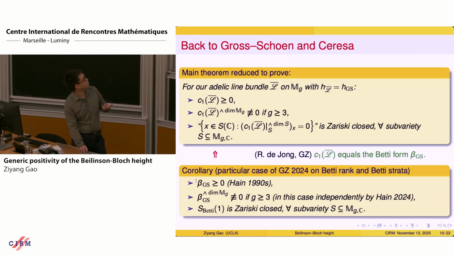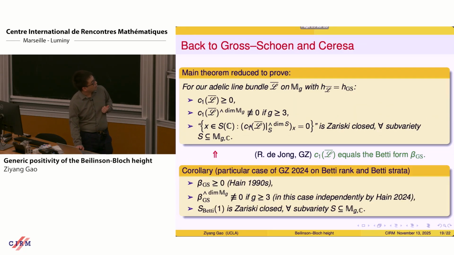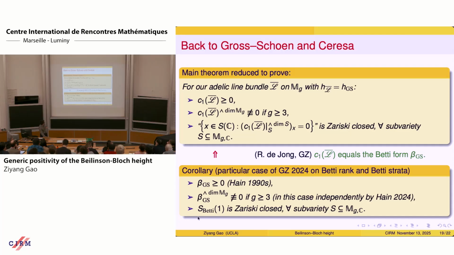So now we have our corollary. First of all, this Betti form is non-negative. This is Hein's result. And secondly, the top wedge power is non-zero. This is a corollary of this second part. And third, this Betti stratum is Zariski closed. The second one, for this particular case, is also proved by Hein using a completely different method.